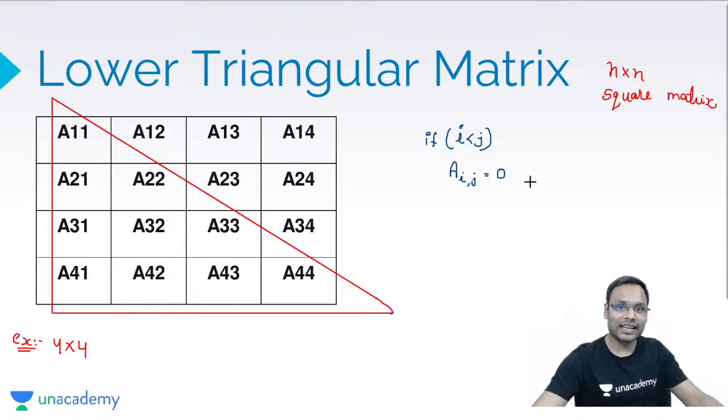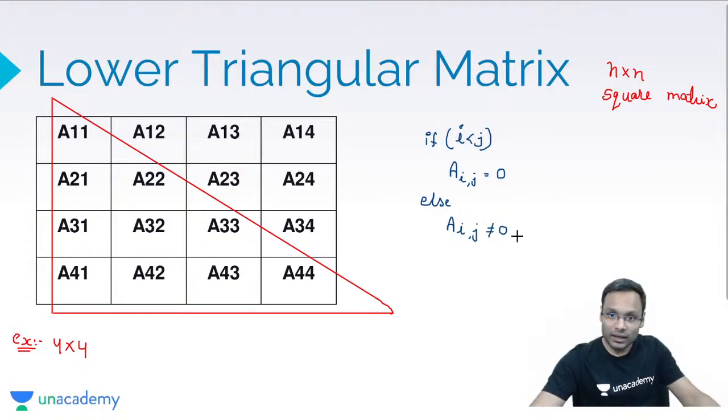Else, in the else case, A of i, j I will store as non-zero, if not equal to 0. I will store these elements only.